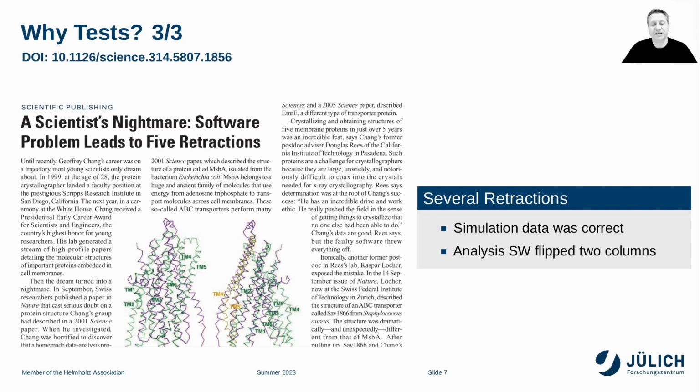Another reason that is related to the currency of science, the papers and the citations, is basically shown on this slide. There's a paper called "The Scientist's Nightmare: Software Problem Leads to Five Retractions." Basically, this is also related to missing tests in a part of the software that did the analysis, and two columns had been flipped. So the results were presented completely wrong.